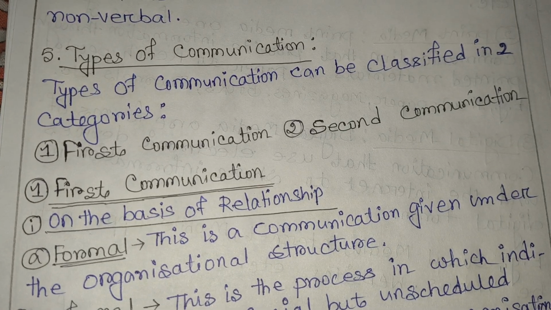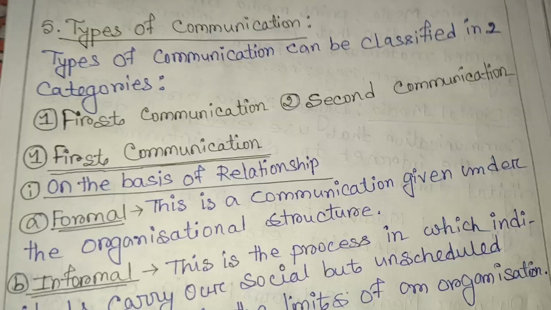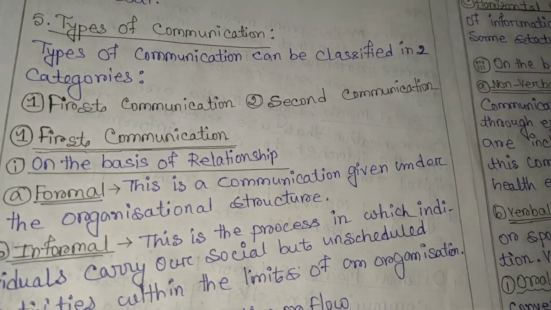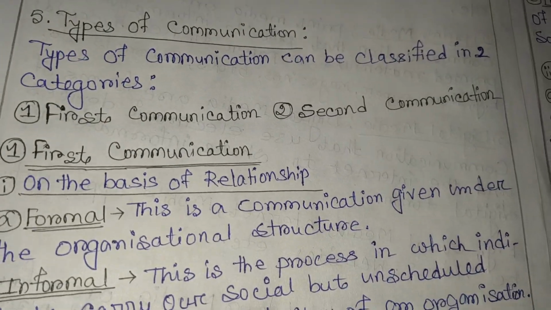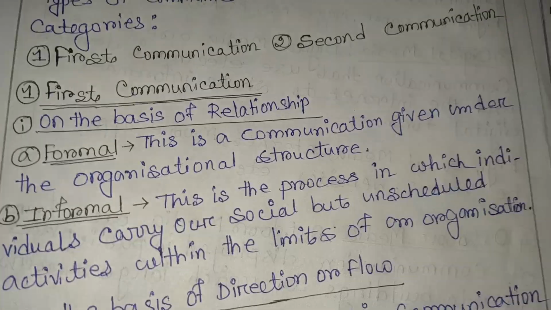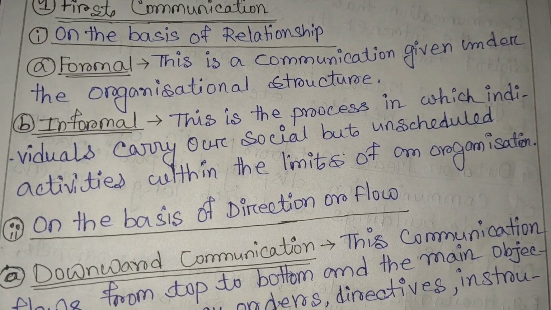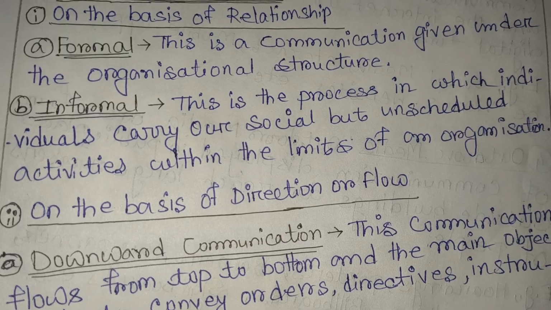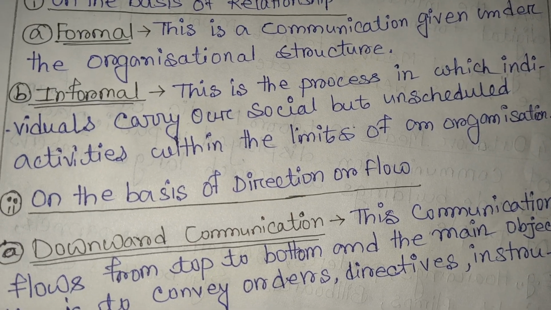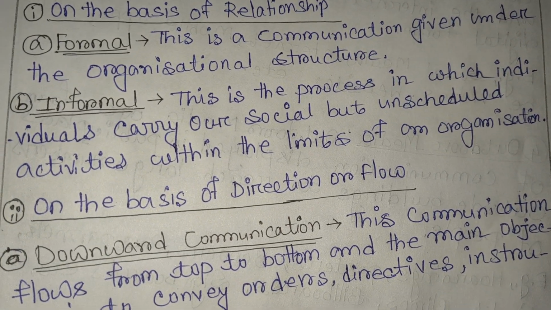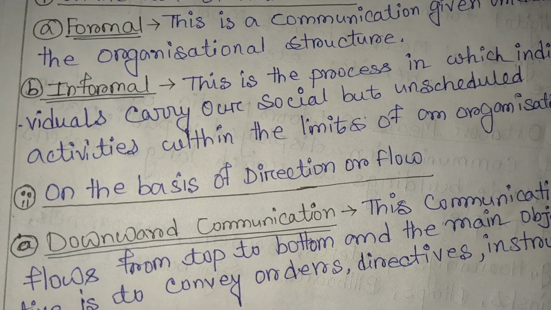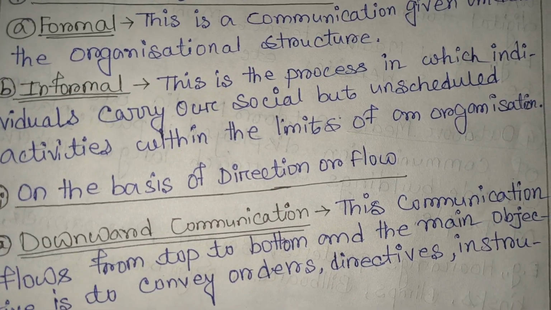Types of communication. Types of communication can be classified into two categories. First, communication on the basis of relationship: formal, informal. Formal: this is communication given under the organizational structure. Informal: this is the structure in which individuals carry out social and unscheduled activities within the limits of an organization.